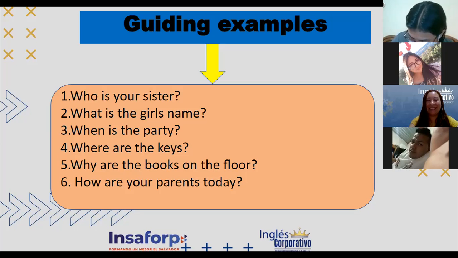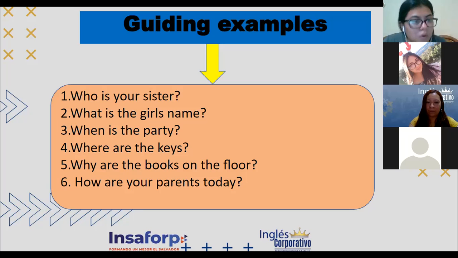Where are the keys? They are on the table. Perfect, Jennifer. Number five. Where are the books on the floor? Why? ¿Por qué? Why are the books on the floor?